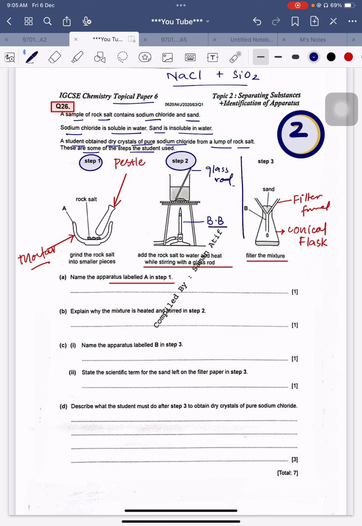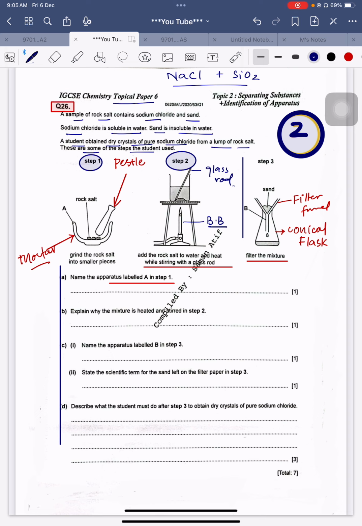In step number 3, he is passing the whole mixture through a filter paper. Sand will be obtained as a residue, whereas sodium chloride solution will be obtained in the conical flask. The whole setup is made by adjusting the filter funnel in the conical flask. Now read the question, what the examiner is saying.